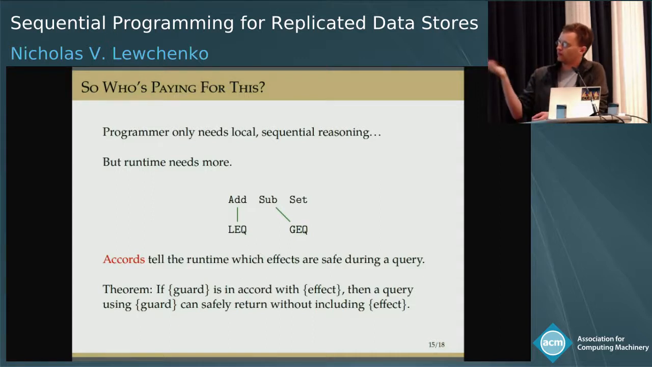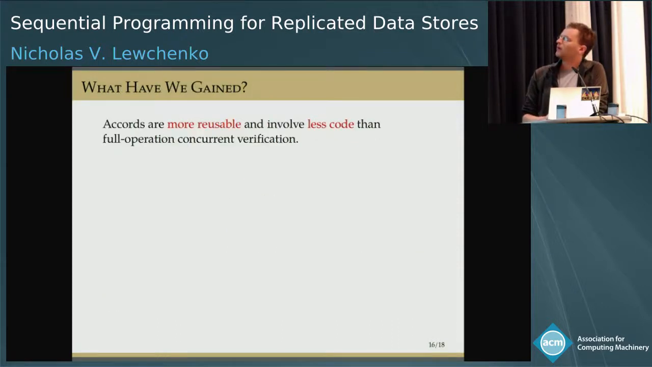and we analyze accords between them. So the main theorem here is that if a guard is in accord with an effect, then a query using the guard can safely skip instances of that effect and still be valid. And that's the basic idea. So then you can allow those effects that are in accord to sort of do their own thing in the network while you have this guard taken.